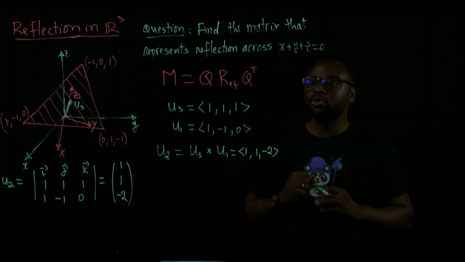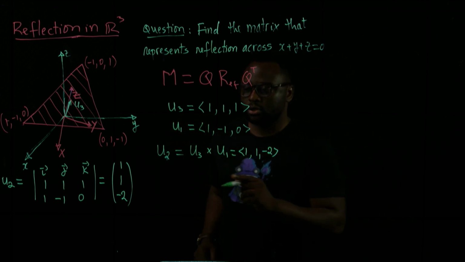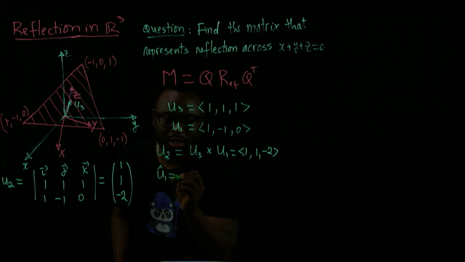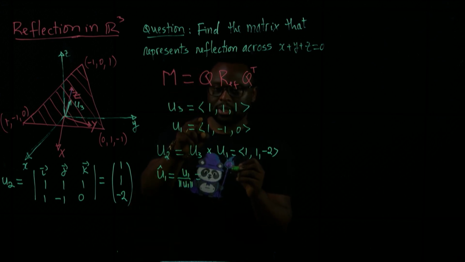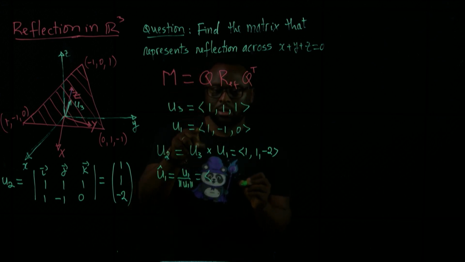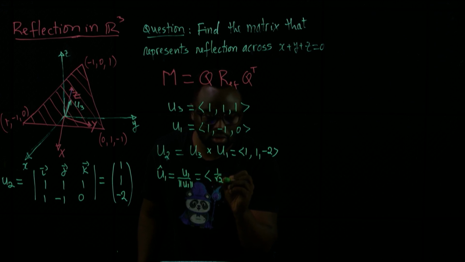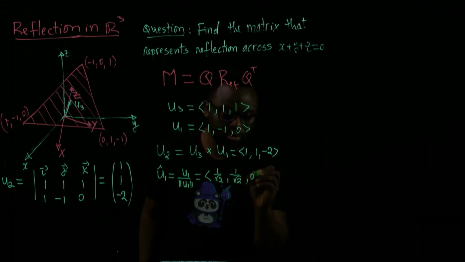It means that we have to scale this vector in such a way that we obtain 1, okay? So let's look at this u1. If you scale u1, let's call it u1 hat, it is u1 over the norm of u1, okay? What is the norm of u1 here? It is square root of 2. So this is 1 over root 2, minus 1 over root 2, and 0.